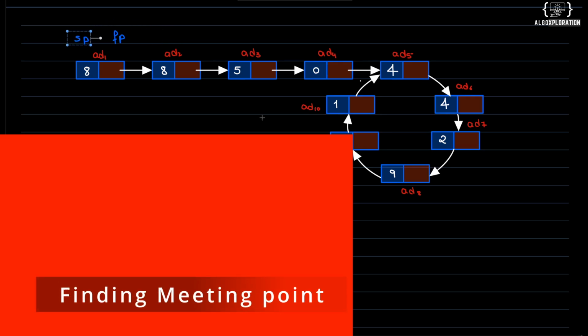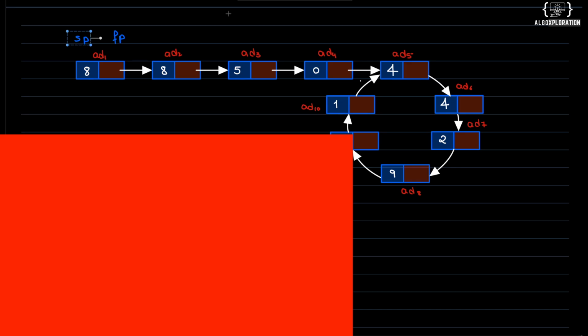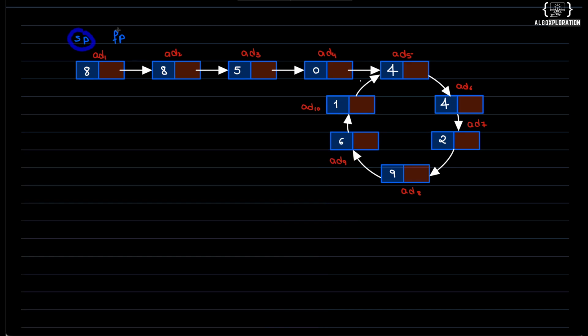For finding the meeting point inside the cycle. That means both the slow pointer and the fast pointer should be pointing to the same address. So let's apply this. See, the fast pointer moves two steps at a time and the slow pointer moves one step at a time. Let's do this again.